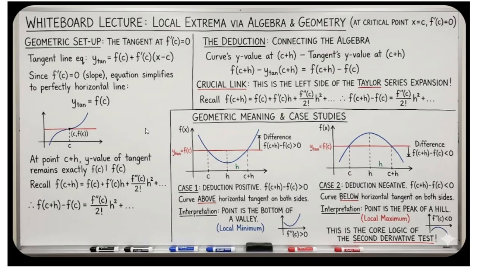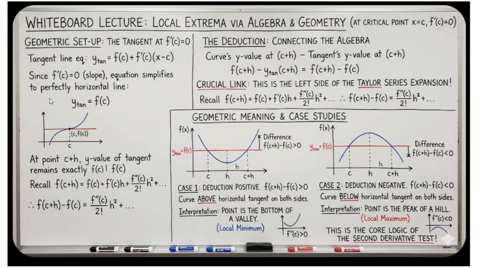Now the y coordinate of this tangent is always f(c). We will not cross it. At the point c plus h also, the y value of the tangent remains f(c) only.